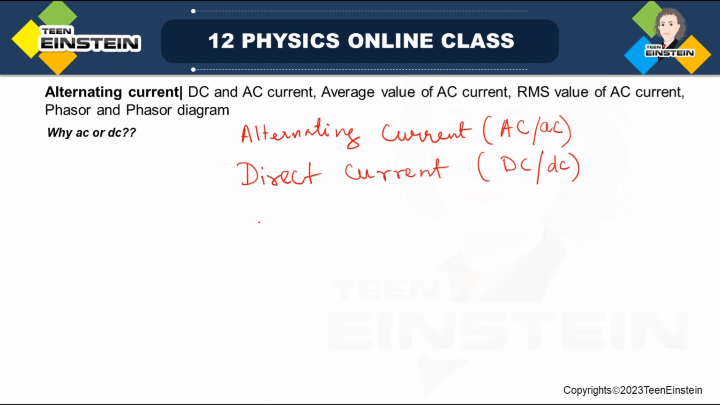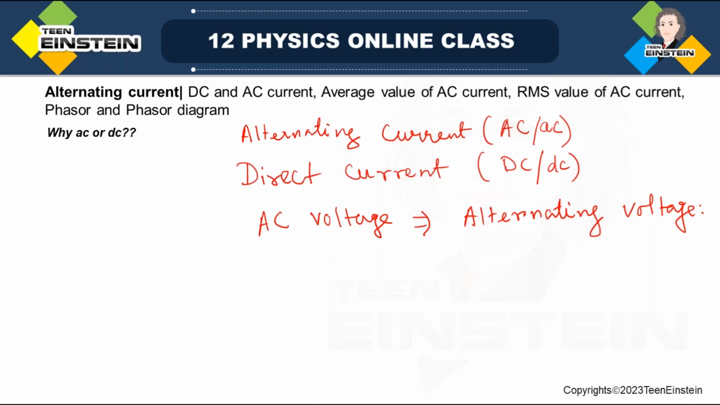But when we say AC voltage or AC EMF, that doesn't mean AC current voltage. It means alternating voltage. And DC voltage means direct voltage.